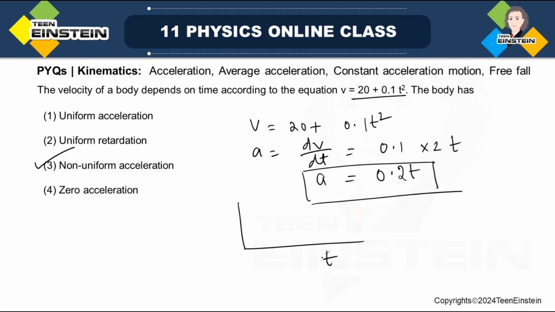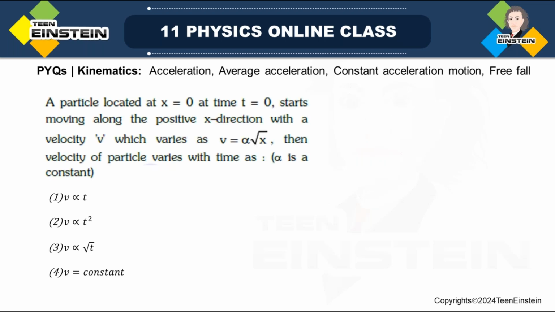See, if I plot acceleration with time, it goes like this, with slope 0.2. So that means it is gradually increasing, linearly increasing with time. So therefore it is non-uniform acceleration. The body is in non-uniform accelerated motion.